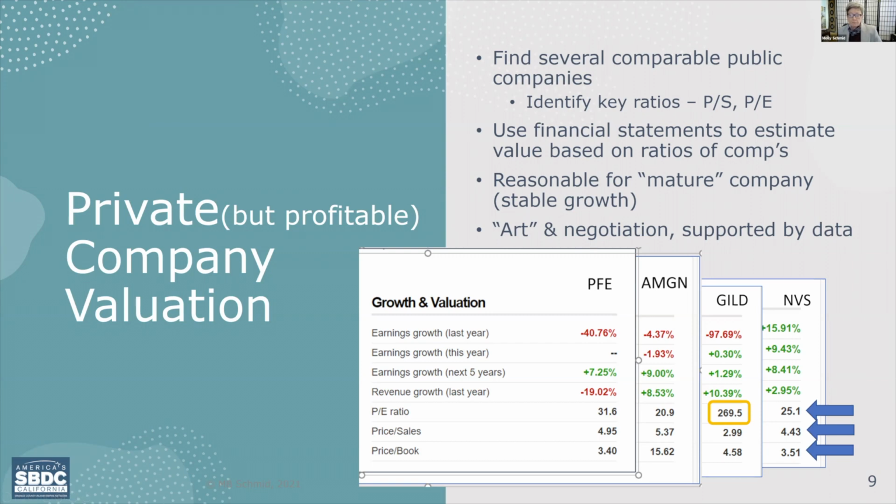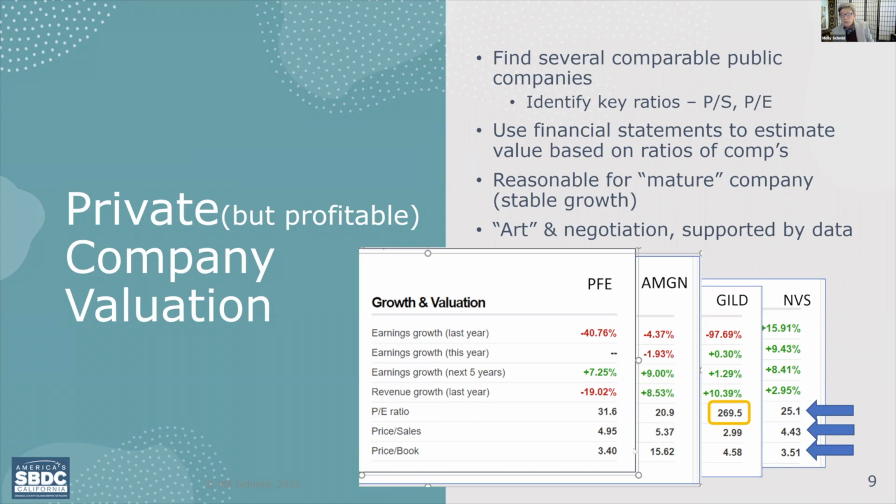Here, just looking at four pharmaceutical companies: Pfizer, Amgen, Gilead, and Novartis. Two that I would consider quite mature, Pfizer and Novartis, with Amgen and Gilead. And as you look at the ratios, you can see some really large differences in the price to earnings, the value to the profit, with Gilead having a really high valuation relative to its profit. And what this is indicating is that there's expected growth in the future.